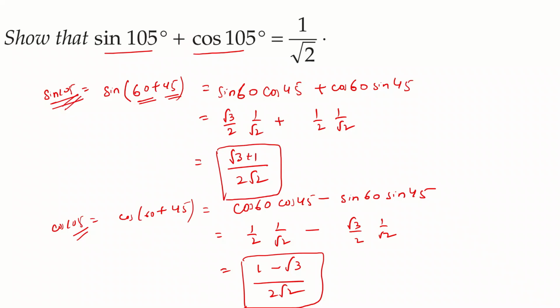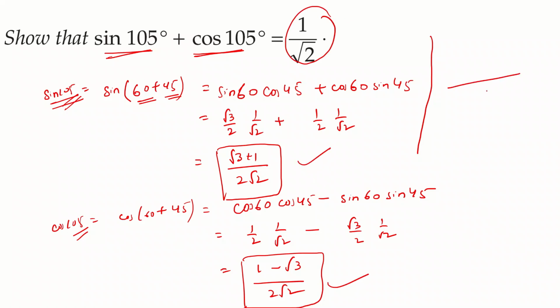So always make sure that you are thinking about such things as well. If something is expected to give you a negative result, just verify at least that it is indeed giving you a negative result. Okay, so now it asks you to find the sum of these two, sin 105 degrees plus cos 105 degrees. So what you do is just add these two values and verify whether you're getting 1 by root 2 or not.